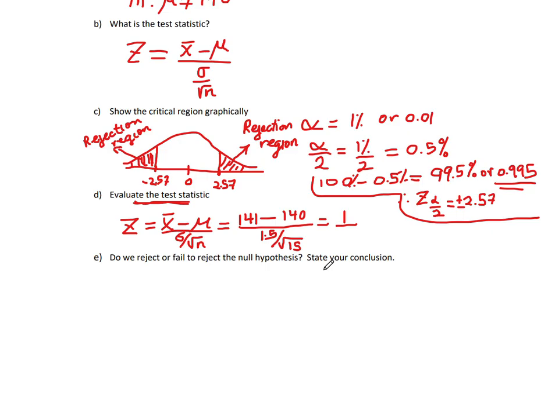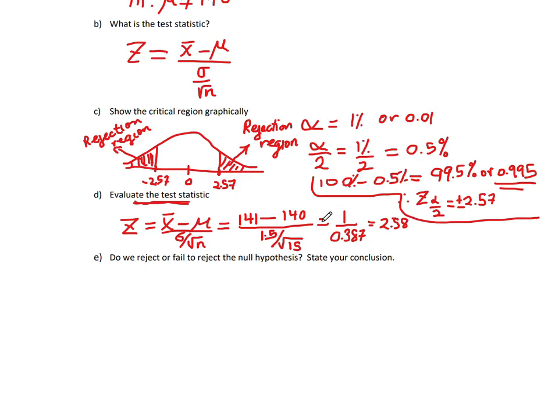When we divide 1.5 by the square root of 15, we get 0.387. We could have rounded that to 2 decimal places, but of course, the more decimal places you use, the more accurate your results. So this is approximately 0.387. And then when we divide 1 by 0.387, we get 2.58. Rounded to 2 decimal places, our answer here is going to be 2.58.